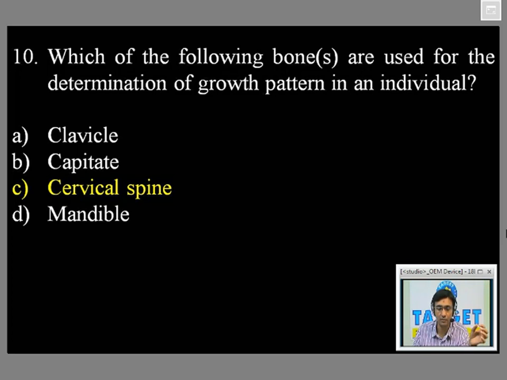Like if we have a question from a particular chapter, like clavicle, capitate, cervical spine and mandible, such options are with respect to one chapter. And if the answer is more relevant with respect to that chapter, then we should mark that. If we are going to think a lot about the question, then we might go wrong. Many a times second thoughts are frequently wrong.